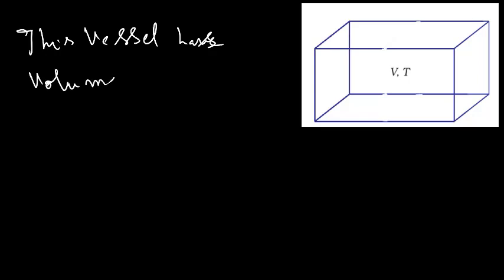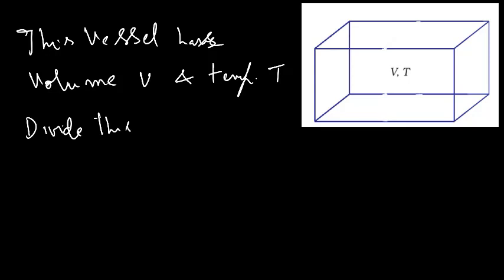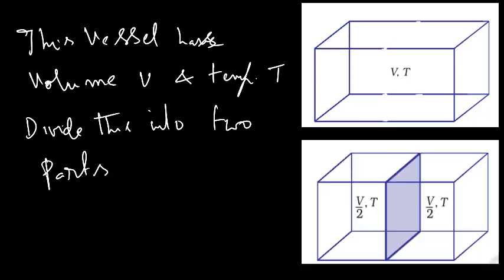To understand this, assume a vessel with volume V and temperature T. Now, imagine dividing this vessel into two halves by making a partition, as shown here. So, the volume of each part is V by 2.